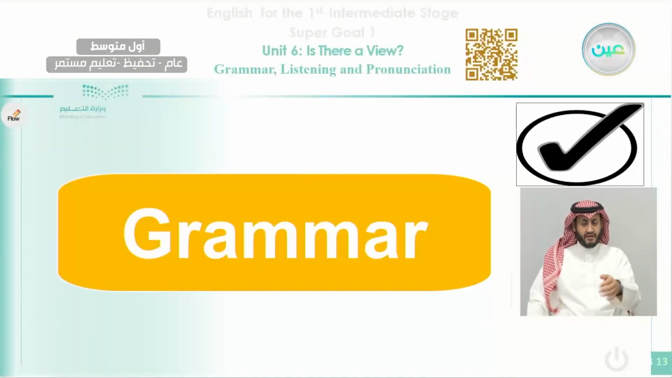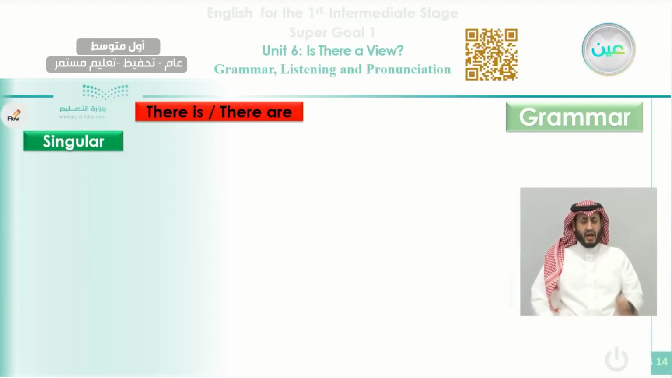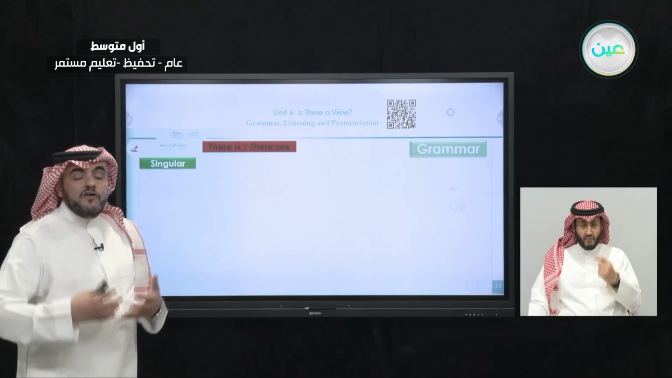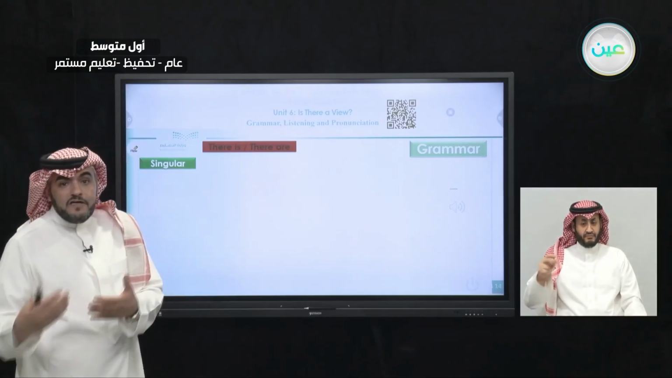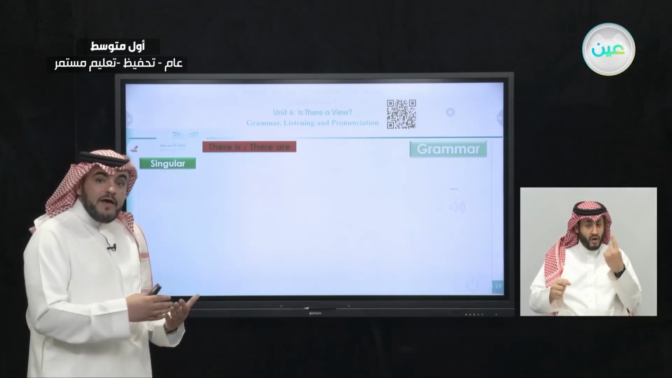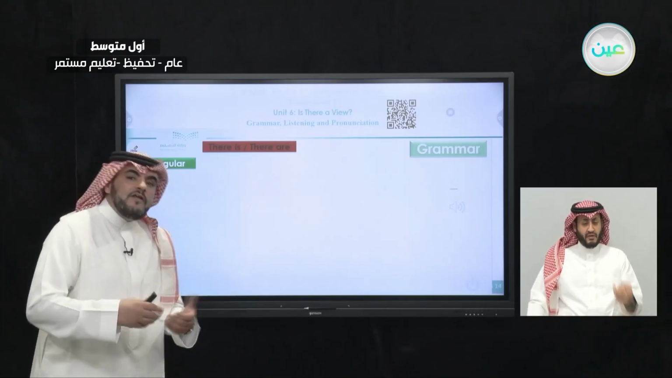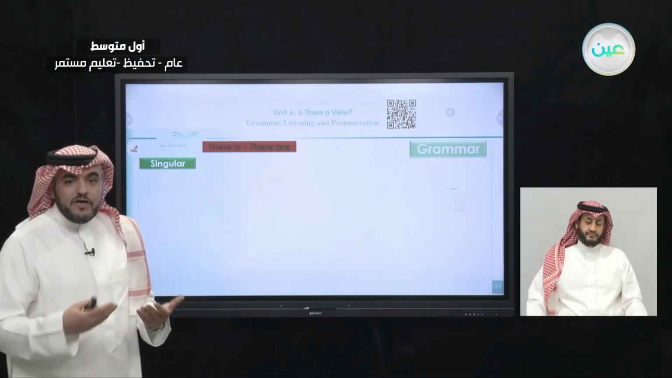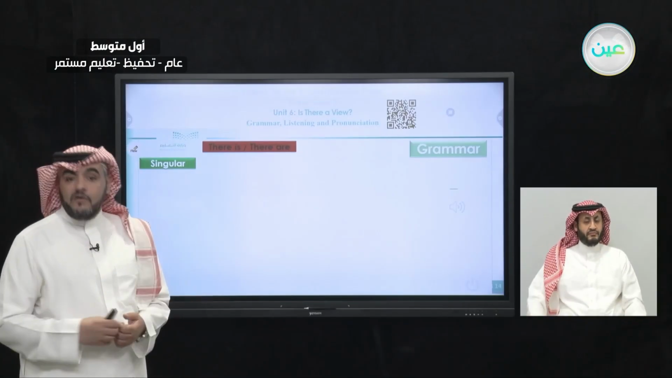Okay, now we move to our main class of today, that is about grammar. What are we going to study in grammar? We will study there is and there are. If you want to talk about something that is available in a place, you can say there is. There is a pen, for example. There is a book. But if you talk about more than one, you can say there are. Okay, there are pens. There is only one pen. There are 2 books. Okay, and so on.